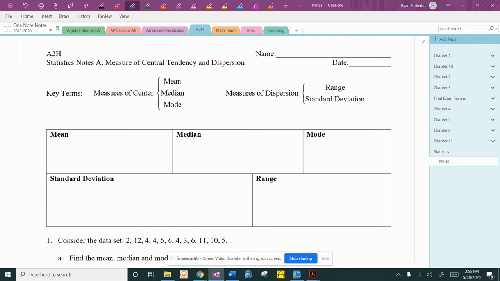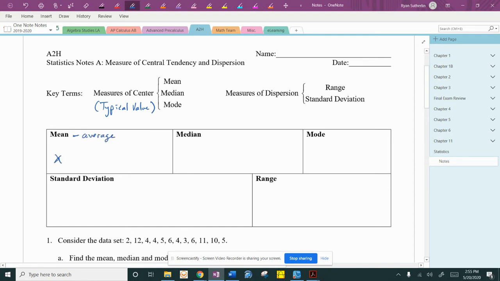So today, what we're going to talk about are our measures of center and our measures of dispersion. When I say measures of center in statistics, what I'm really doing is talking about what is a typical value of the data set. And there are three ways that we look at the typical value. You've looked at these for many years. We look at the mean, median, or mode. And the mean, remember, is just your average of the data set.